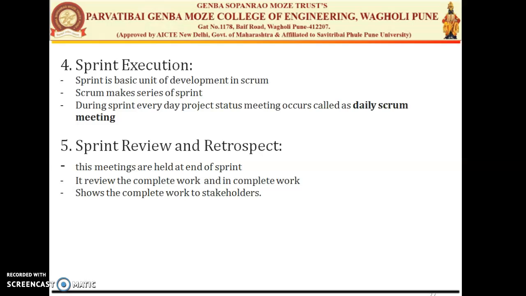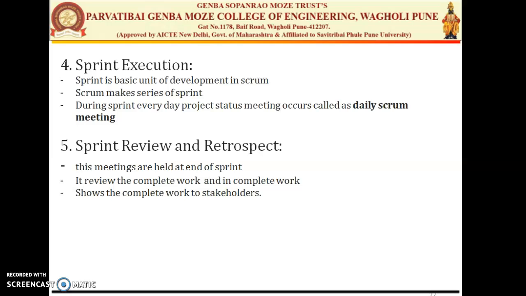The daily Scrum meeting time is just 15 minutes in the morning session, generally between 10 and 11. Every team member must be present in the daily Scrum meeting. They discuss what we have done yesterday, what challenges they have faced yesterday, and what work will be done today. These things are generally discussed in daily Scrum meetings.